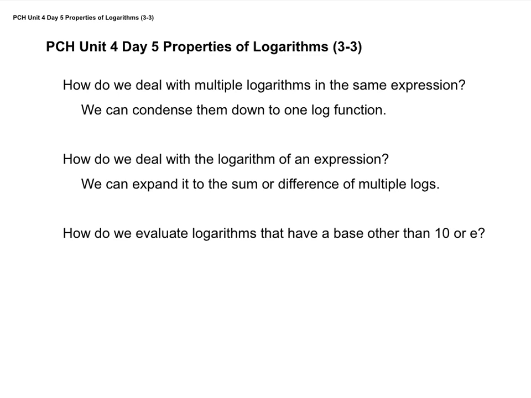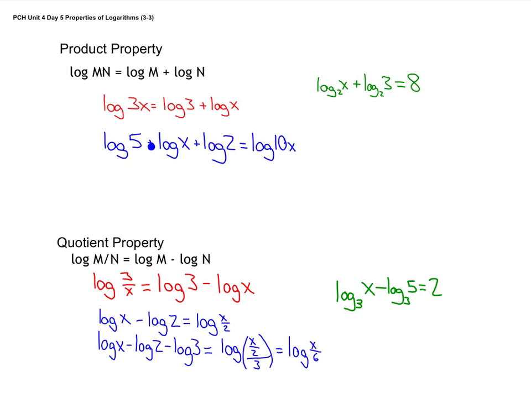Alright, so let's look at some of our laws. First of all, we have the product property and the quotient property. Then there's the power property, where you bring the exponent out front. Here we have the product and the quotient. I want you to just tie this together. We're not going to go super in detail on all these examples, but I want you to think.